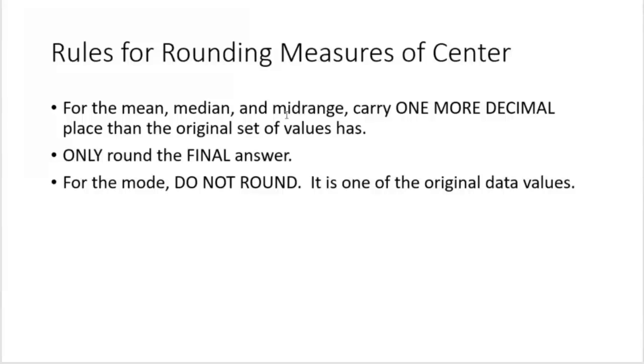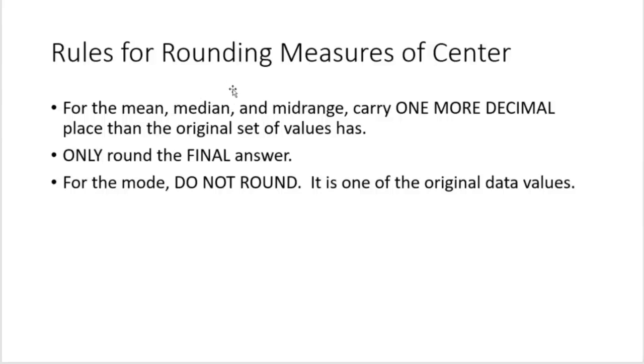It might come out that way anyway, but if you have a lot of decimals, you go one more than what it had. And don't round in the middle of your calculations. That can throw your answer off. You want to only round the final answer. So don't round in the middle, even if you don't want to write all those numbers down. You just can't do that. For the mode, you're not going to round at all, so this doesn't apply to the mode.